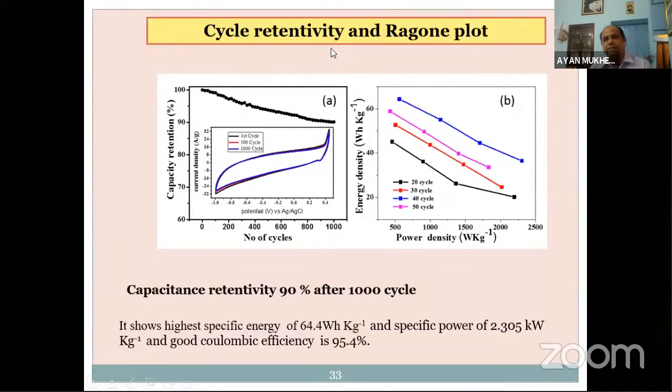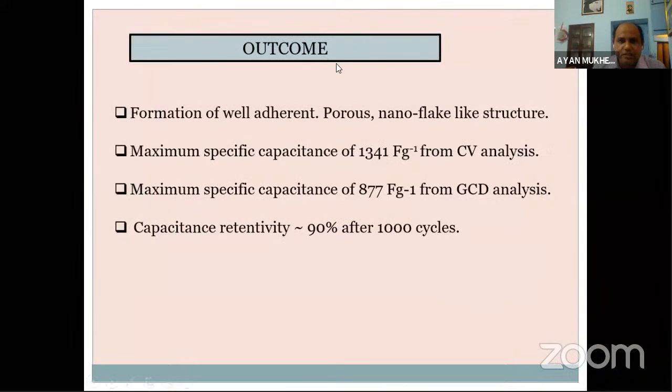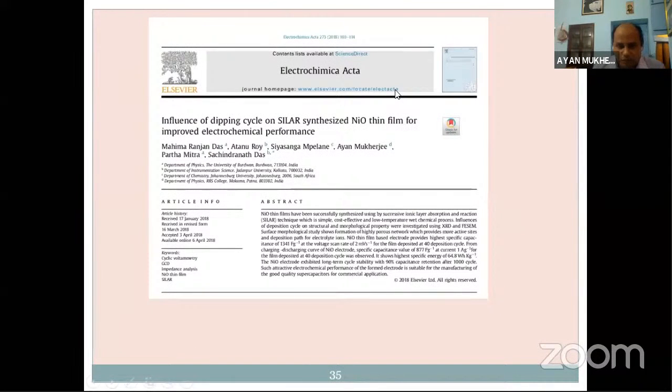And the main important thing is that after 1000 cycles, the capacitance retention is about 90%, which is also good. That means if we use this material in a supercapacitor device, after 1000 or 10,000 cycles, we can regain that value of capacitance. This is also published in a well-known journal, Electrochimica Acta. But these are in lab conditions.